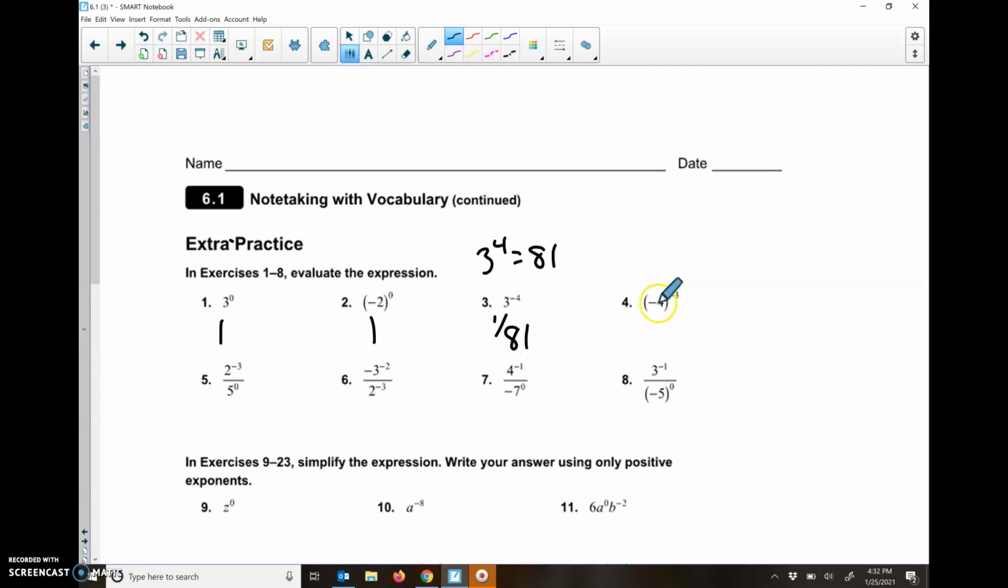Okay, same thing here, negative 4 to the negative 3rd power. That means it is negative 64 because of the negative 4, not because of the negative 3. So that means I'm at 1 over negative 64.